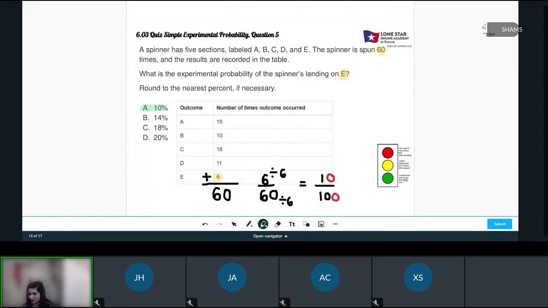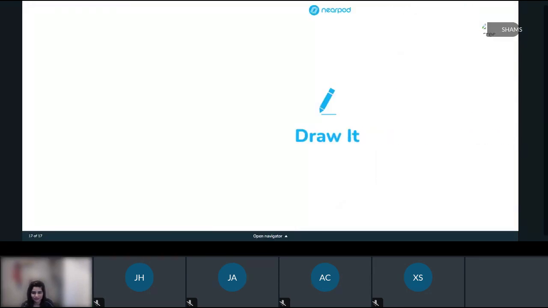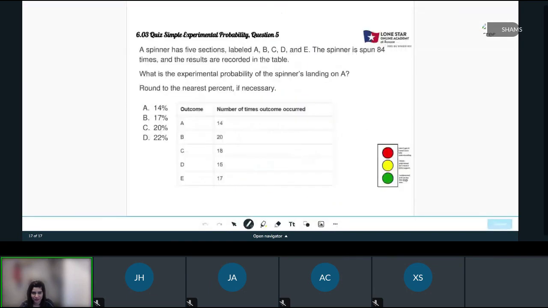Are there any questions before we move on to the final part of question 5? And here is question 5. The spinner has 5 sections labeled A, B, C, D, E. The spinner was spun 84 times. Remember, 84 times means if you combine these numbers up, 14 plus 20 plus 18 plus 15 plus 17, the total was 84 spins.